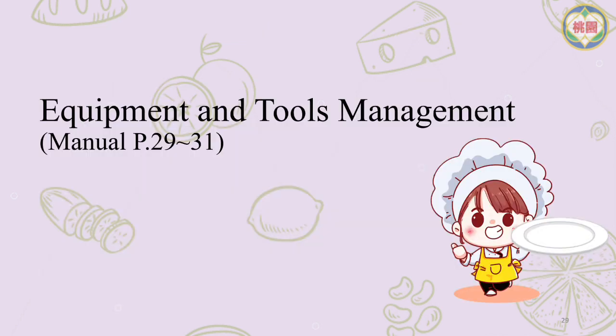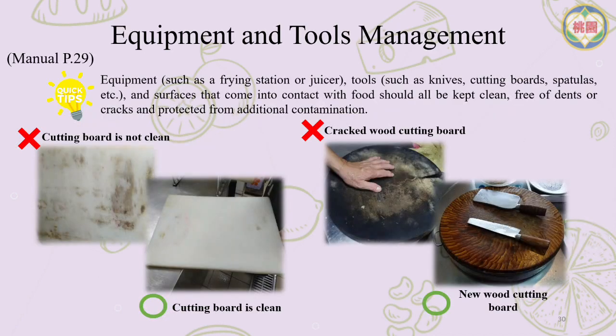The fourth management point of the GHP guidelines is equipment and tools management. The main management principles are that equipment such as a frying station or juicer, tools such as knives, cutting boards, and spatulas, and surfaces that come into contact with food should all be kept clean, free of dents or cracks, and be protected from additional contamination. The dirty cutting board and the cracked wooden cutting board are both wrong examples.